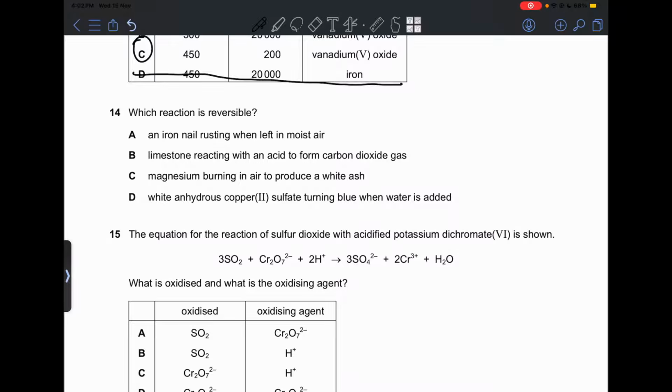14. Which reaction is reversible? So we know a reversible reaction is a physical change, which means, for example, if you freeze water and you melt it again, then you still have your water. There's no new product formed. It's just a change of the physical state.